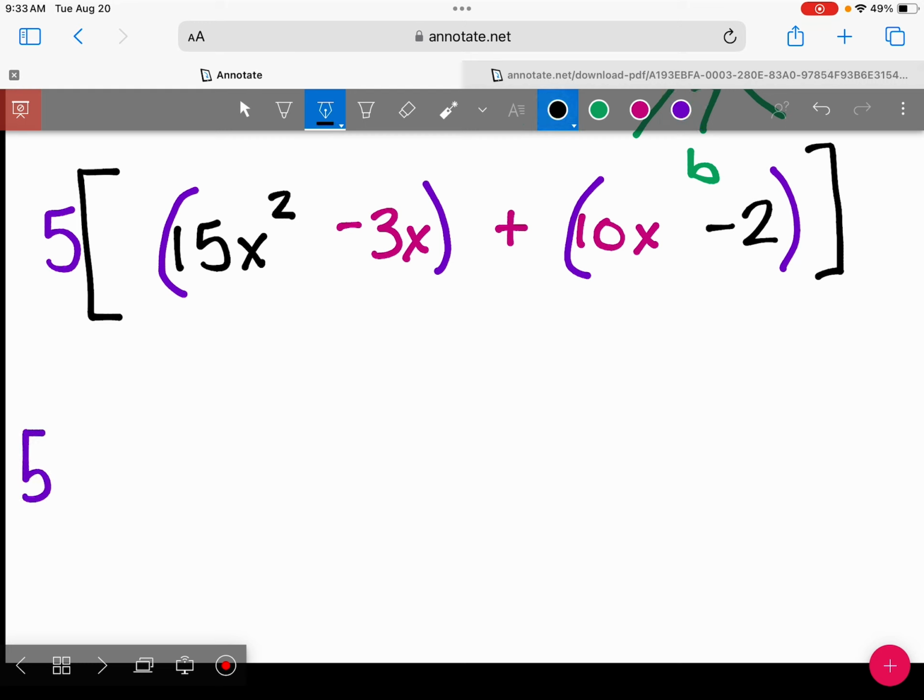My 5's still going to hang out up front. I'm just going to ignore him for a hot minute. What is shared between 15x squared and minus 3x? 3 and x. What's left over when I take 3x out of 15x squared minus 3x? 5x minus 1.